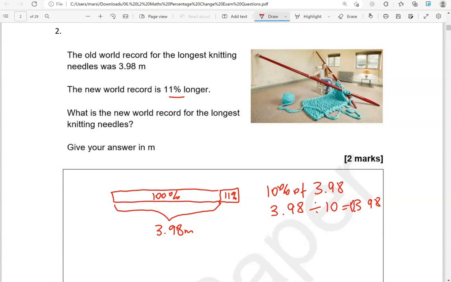So we've got the 10%, but we need 11. So we need to work out what is 1% as well. So 1% of 3.98 will be 3.98 divided by 100 this time around, because it's 100 lots of 1% that make 100%. So you can imagine really tiny amounts that make 1%. So I'll rewrite 3.98 and move the decimal point now 2 places to the left. So 1, 2. So this is now 0.0398.